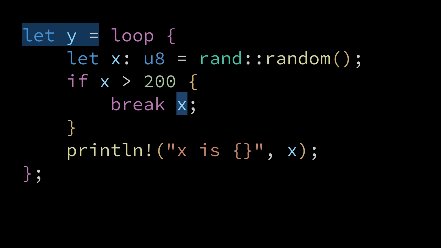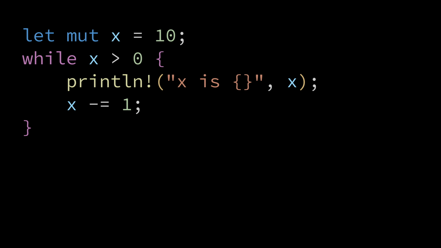Now, don't worry, Rust does also have while loops and for loops. Here's a while loop that repeats for as long as x is greater than 0. And just like if, the condition must evaluate to a bool, and it doesn't need parens around it. The curly braces are required around the loop body.